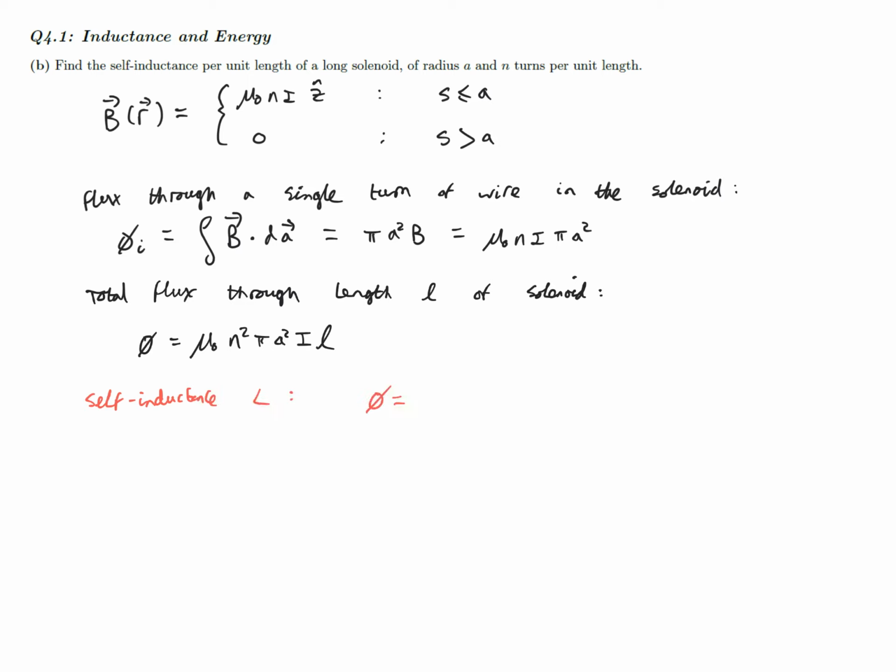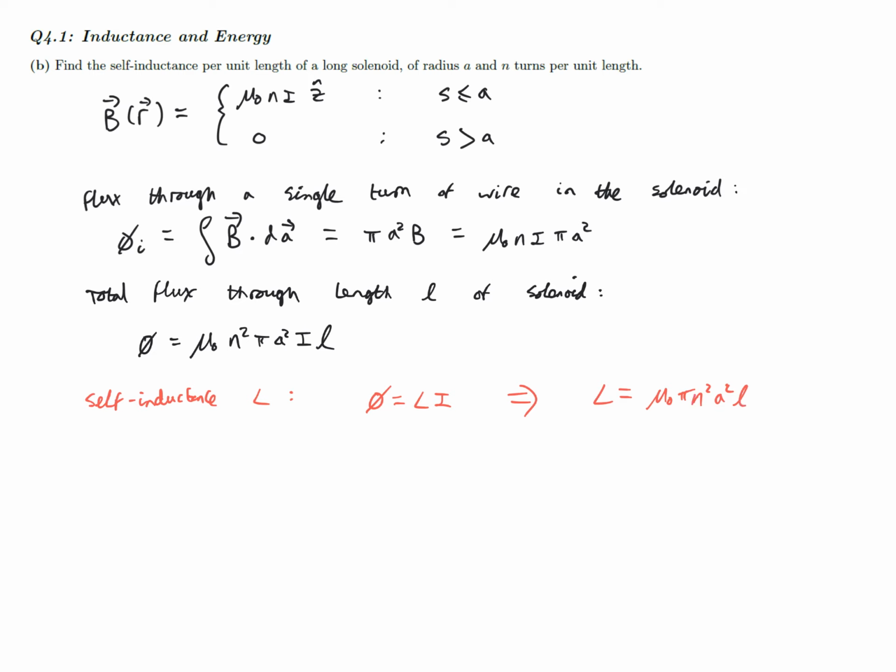This is the defining equation. Phi is equal to L times the current. And using that, we can extract the self-inductance L: mu naught pi n squared a squared L.